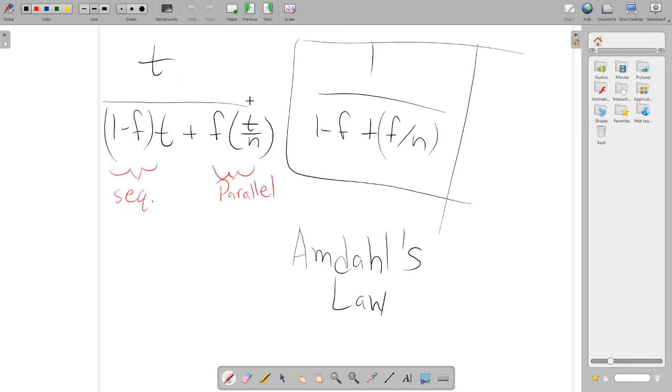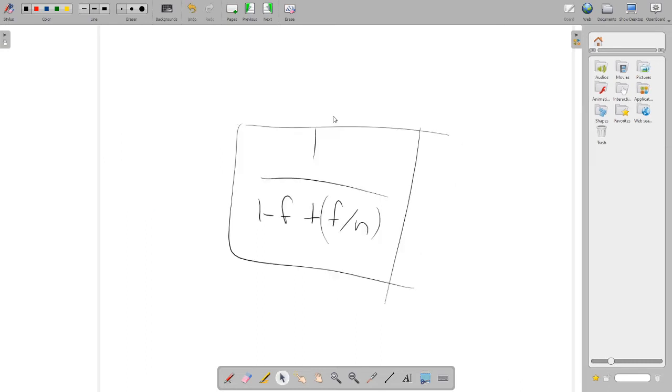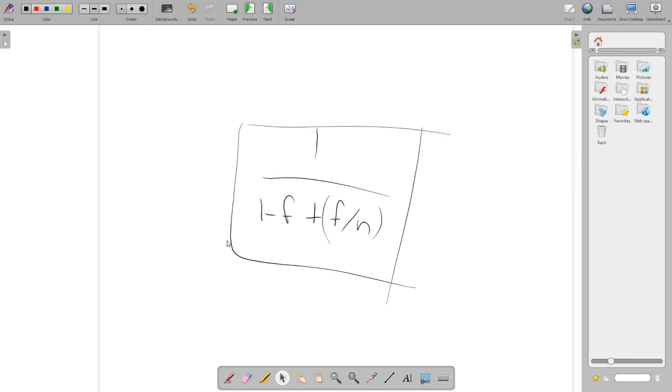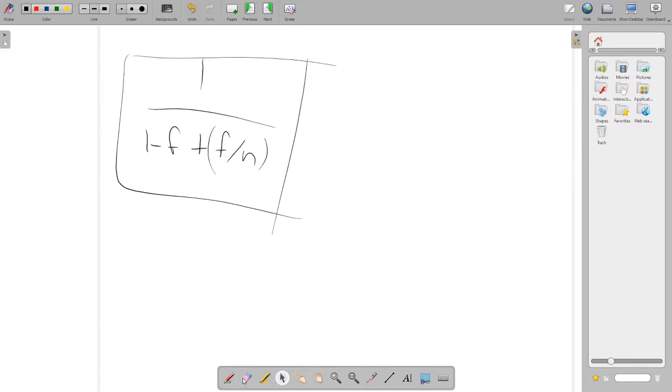Actually, let's just reuse that. Can I just copy and paste things in this program? Add a new page. Oh, awesome. I guess I can't erase it though. Oh well, that's fine.